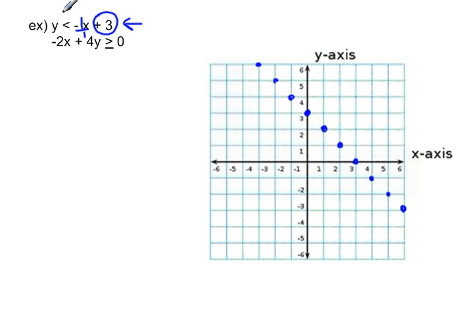But let's look at our inequality symbol. It says y is less than, so there's no equal to sign underneath. That tells me that I have to represent this line with a dashed line. Also, it says y is less than. So am I going to shade above the line or below if y is less than? You're right, below. So we're going to go below this blue line.